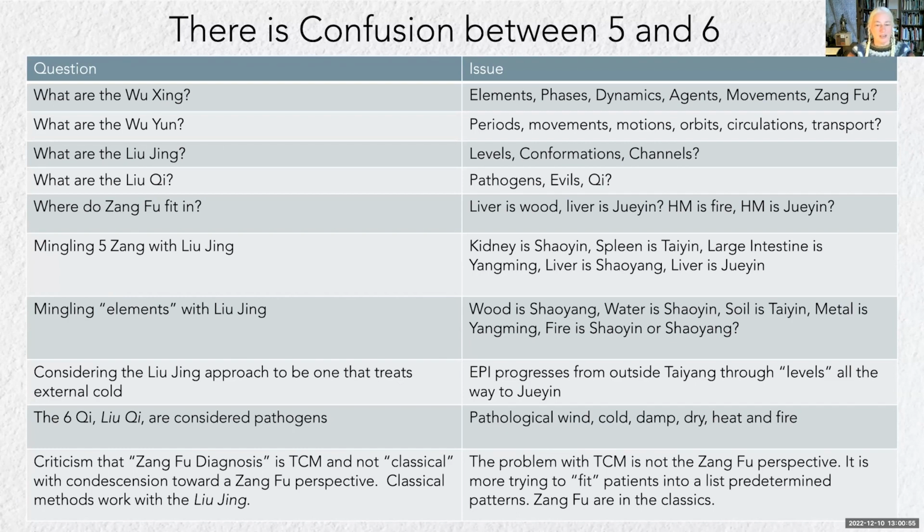And that the 6 Qi are considered pathogens, so we see them as pathological wind or pathological cold, pathological damp, and there's more ways to look at that are more accurate to the classical texts than this view of the 6 Qi.